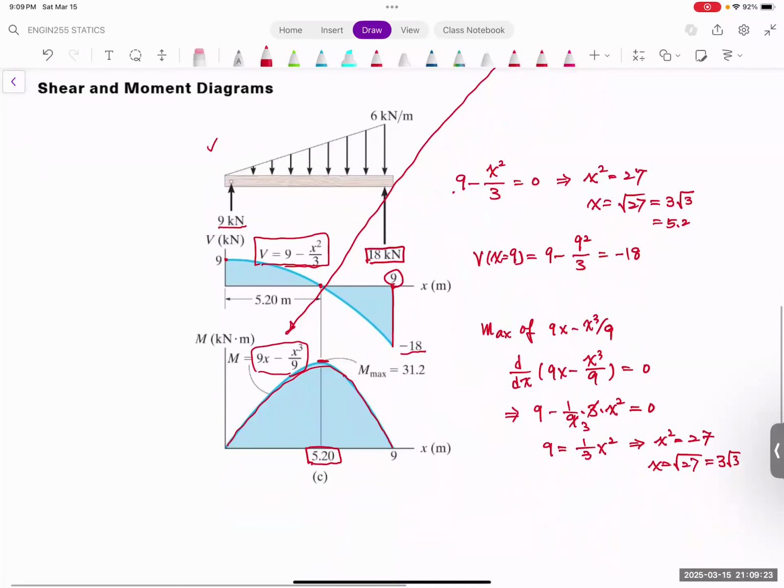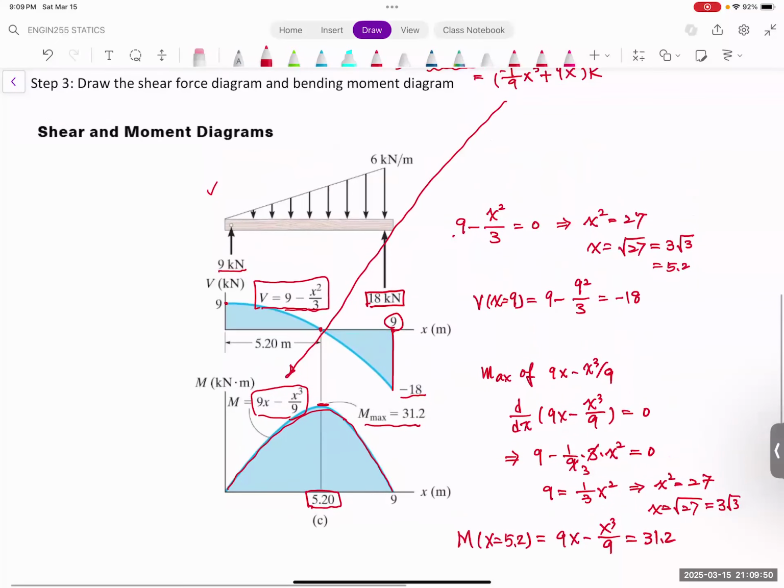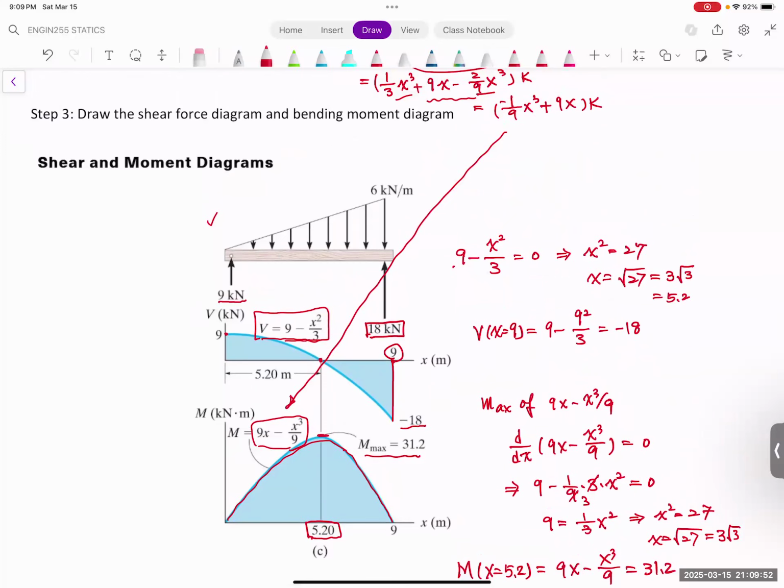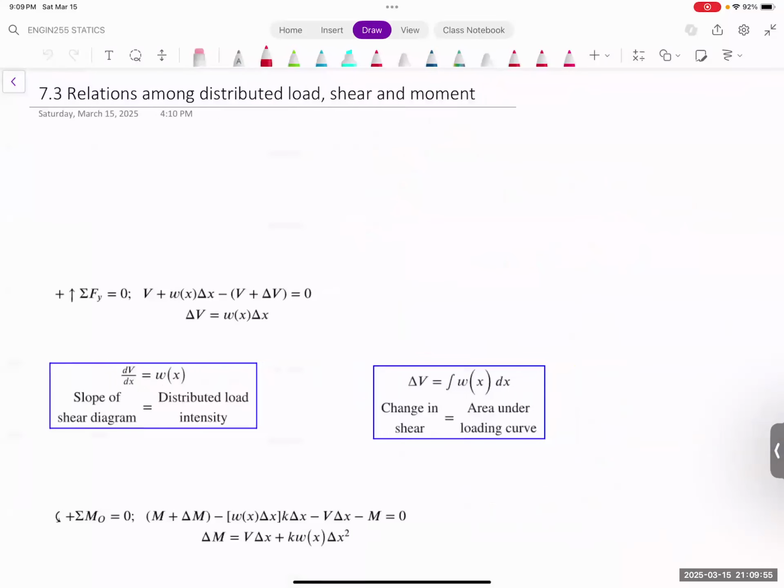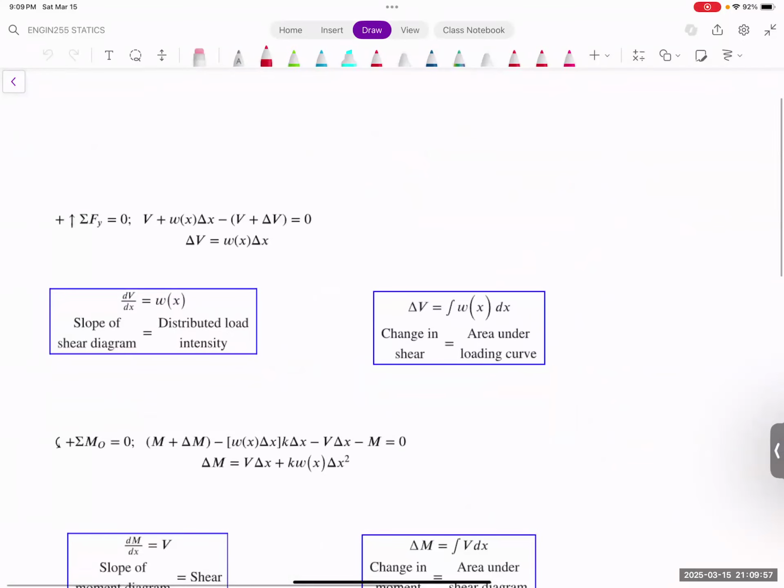Okay, and what is the maximum value? You put x equal to 5.2 into that 9x minus x cubed divided by 9, and that will be equal to 31.2. So here, this is what our shear force diagram and bending diagram is coming from. I want to summarize this one with this equation right here.